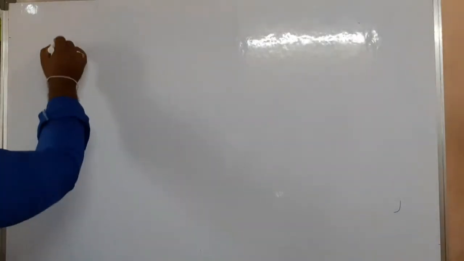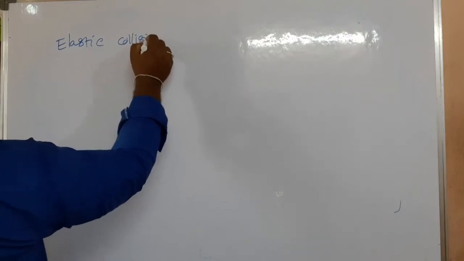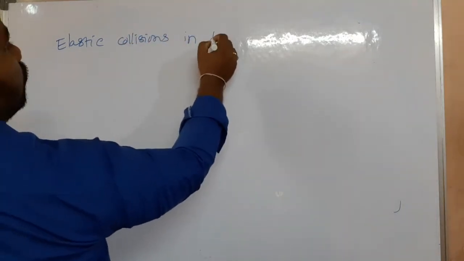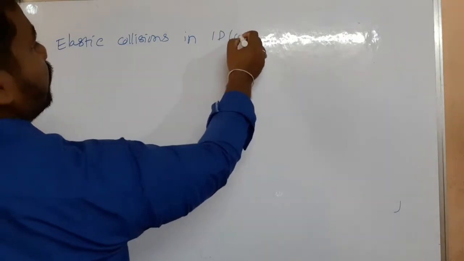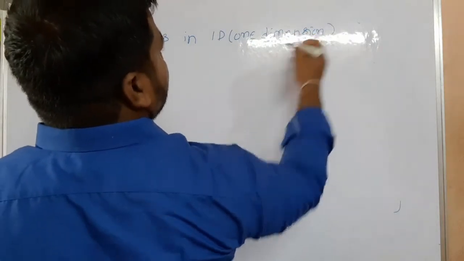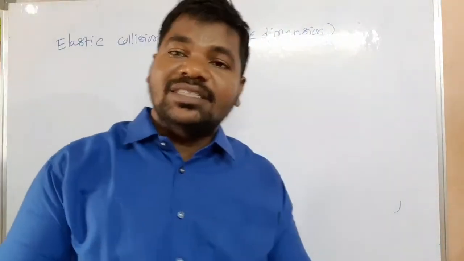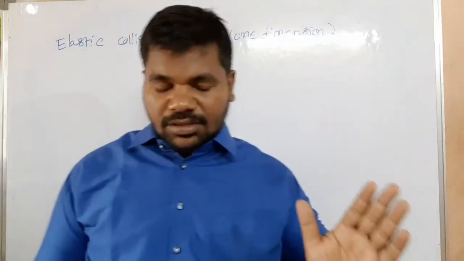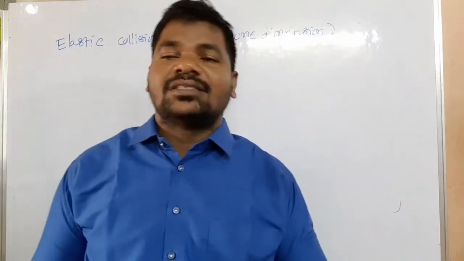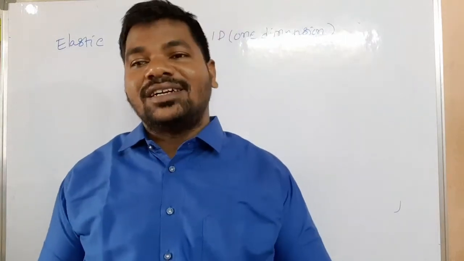Coming to elastic collision in one dimension. One dimension means it is a straight line, so the particles or objects move in a straight line, say either along the x or the y axis.